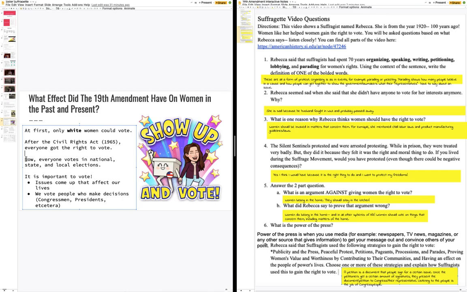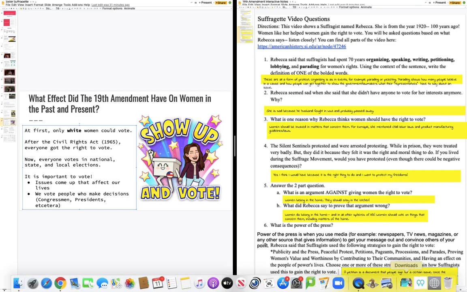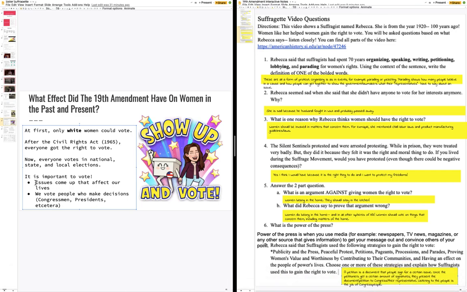So now everyone can vote in national, state, and local elections. It is very important to vote. Again, these people that we vote into Congress, they represent us. These issues that come up that Congress talks about, they directly and indirectly affect our lives. So it's very important that we vote. So show up and vote.